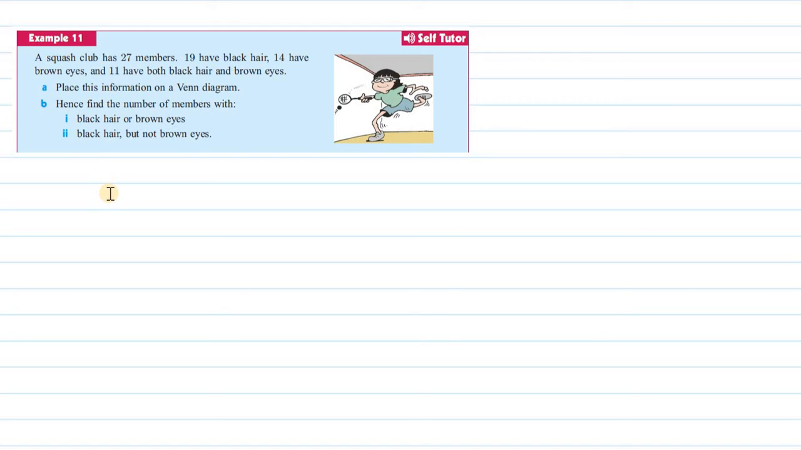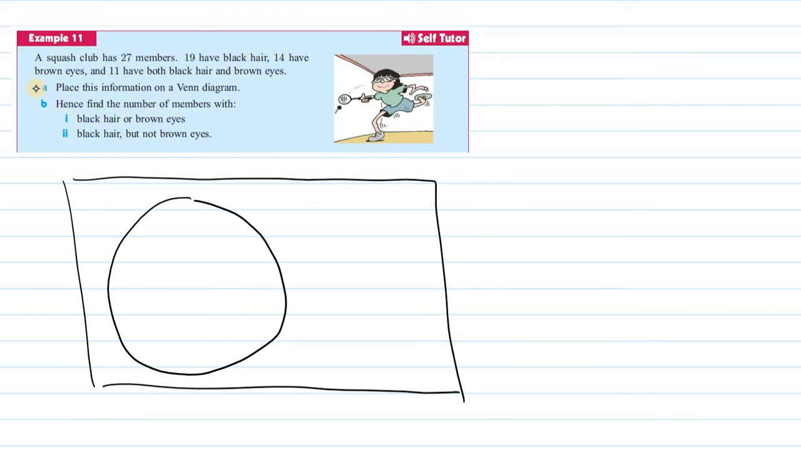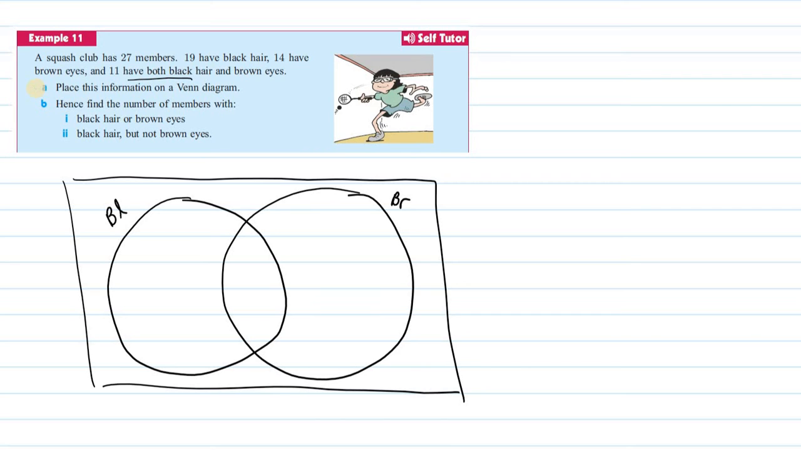A squash club has 27 members, 19 have black hair, 14 have brown eyes, and 11 have both black hair and brown eyes. So we've got two basic categories here. We are supposed to place the information on a Venn diagram, and then we're going to answer these questions once we've done that. So since we have two categories, we'll start by drawing our universe and category number 1. Category number 2. I know to make them overlap because it said here that both have that. So let's call this the black hair people, and let's call this the brown eyes people.